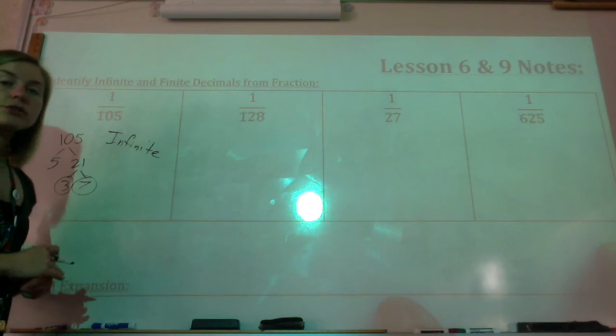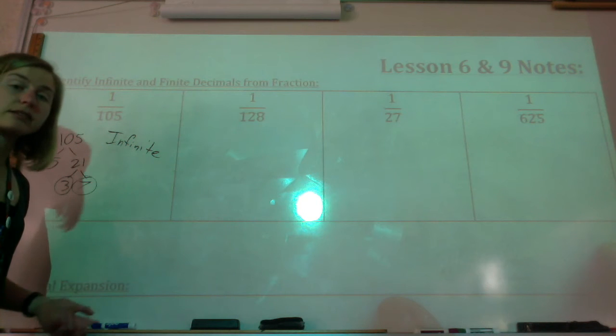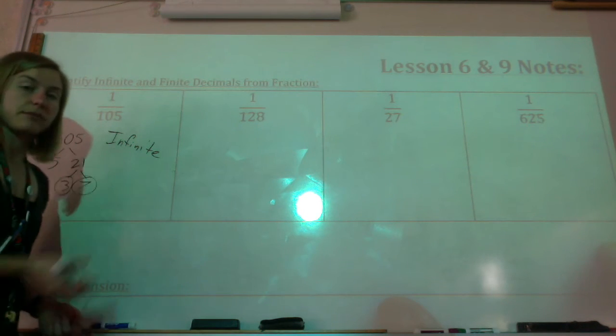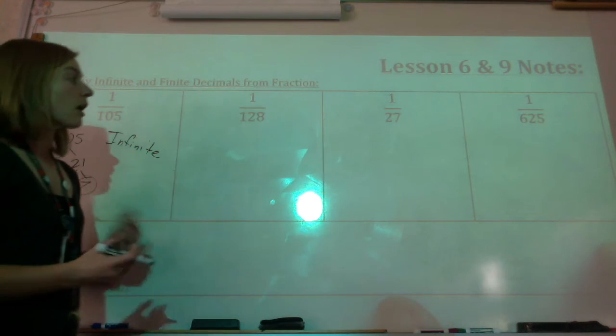So we don't need to use our calculator. We don't need to find out what the actual decimal is. We can already, just by looking at its factors, know that this is going to be infinite. Let's look at one more.